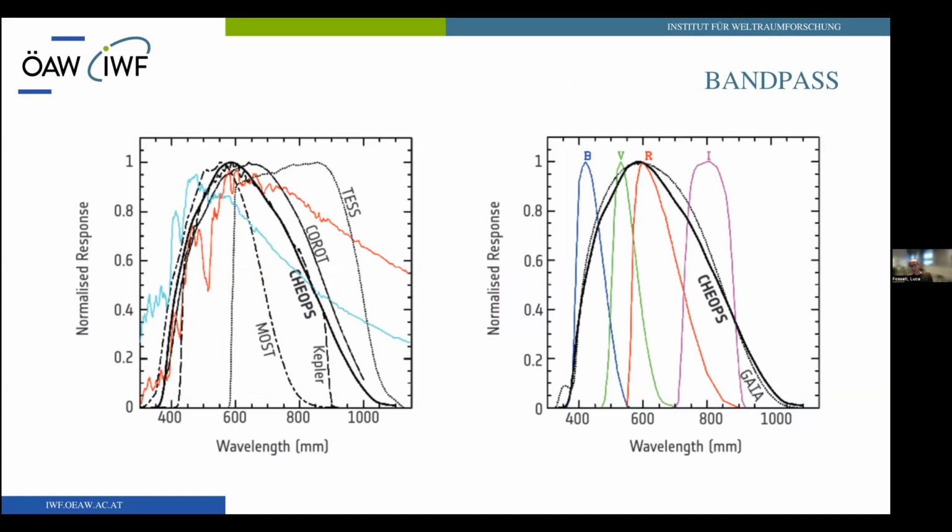This shows the bandpass of CHEOPS in comparison to other bandpasses, either typical or from other missions. Essentially, you can see from the plot on the right-hand side that CHEOPS has practically the same bandpass as the Gaia mission, and in fact, the entire CHEOPS machinery runs using Gaia magnitudes. So the entire signal-to-noise calculator is done using Gaia magnitudes.